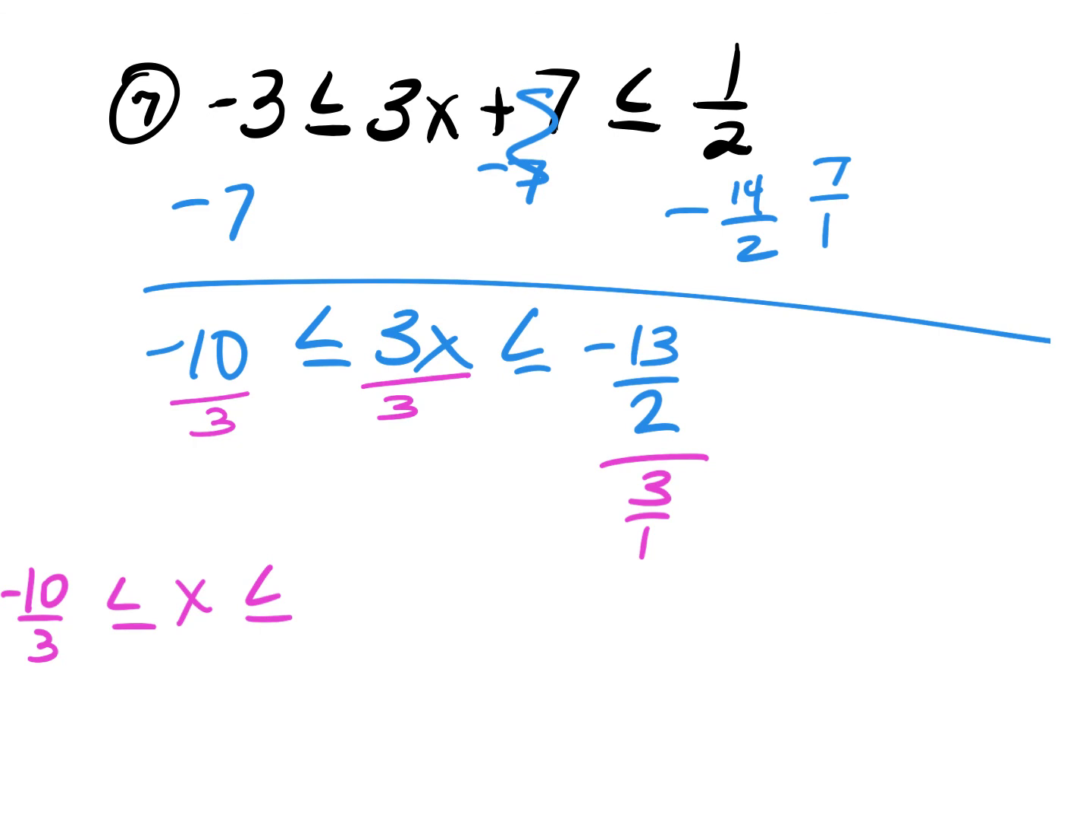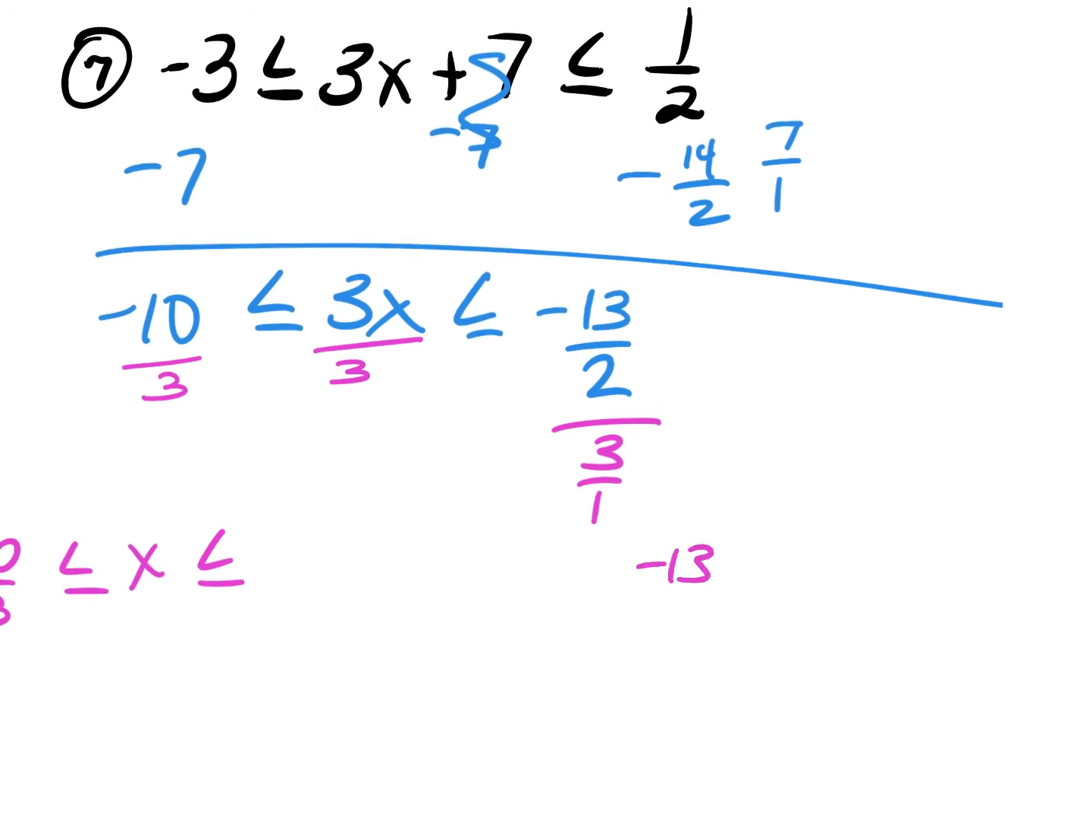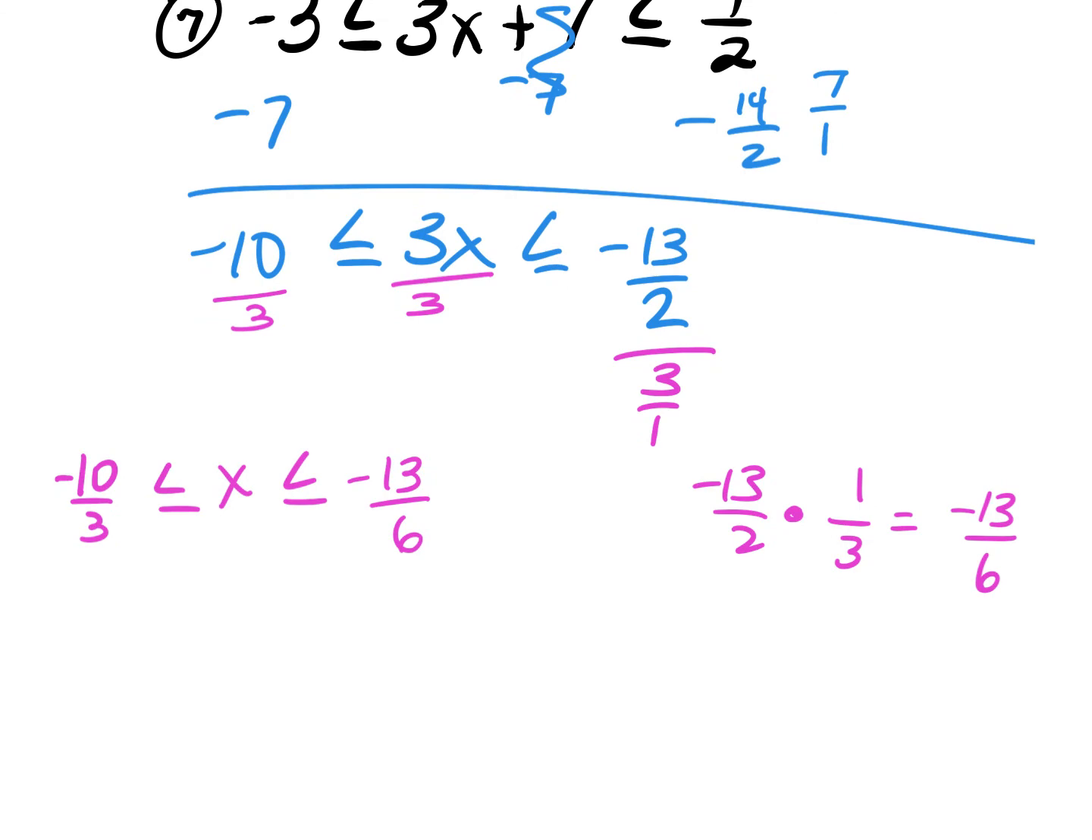Don't you multiply like the bottoms and then the tops? We keep, change, division to multiplication, flip. 3 over 1 becomes 1 over 3. So this is negative 13 over 6. So it's negative 13 over 2 times 1 over 3. Yep, keep, change, flip.